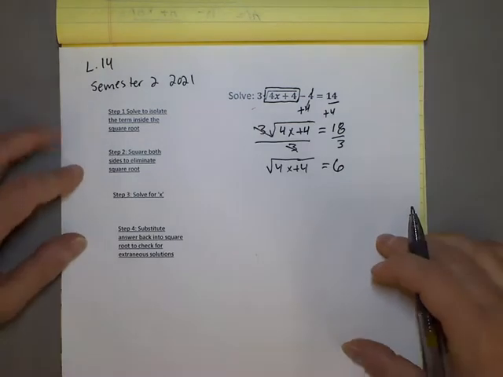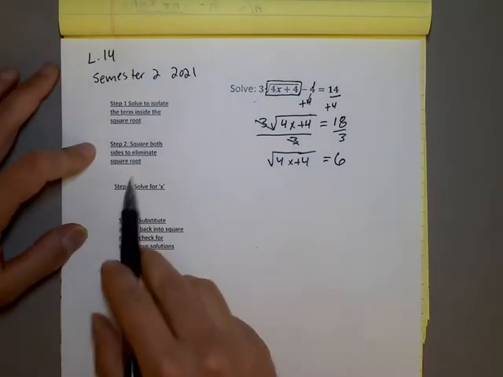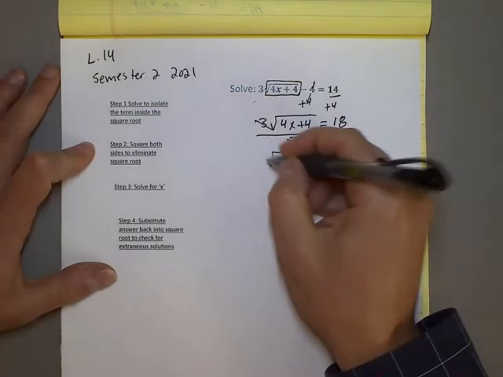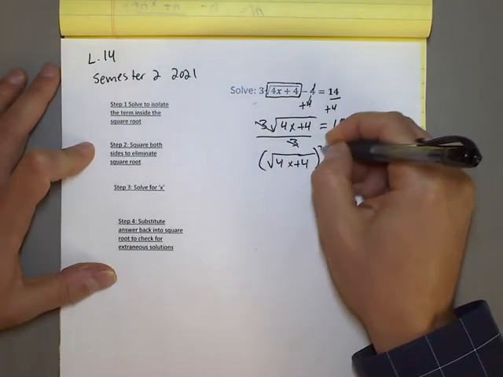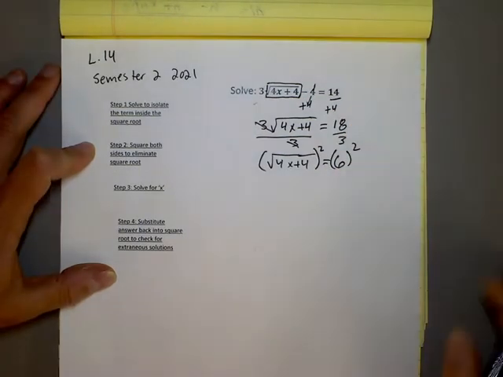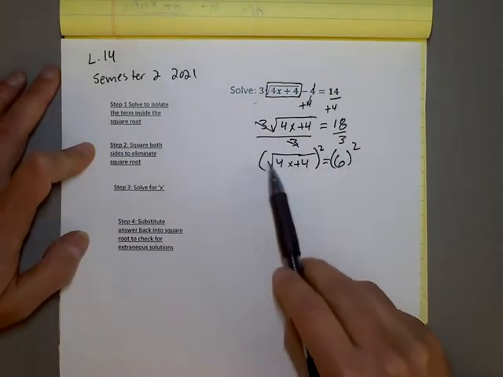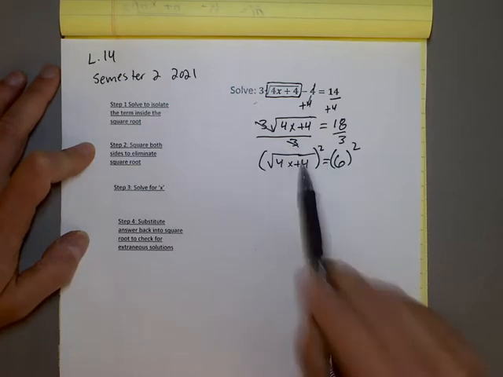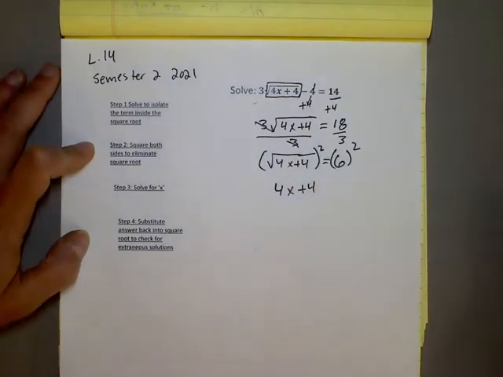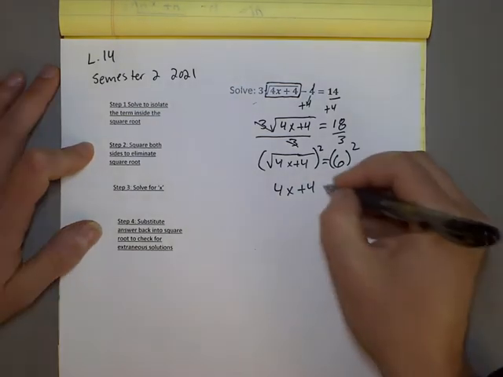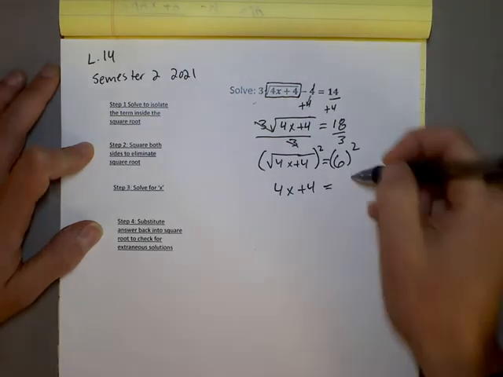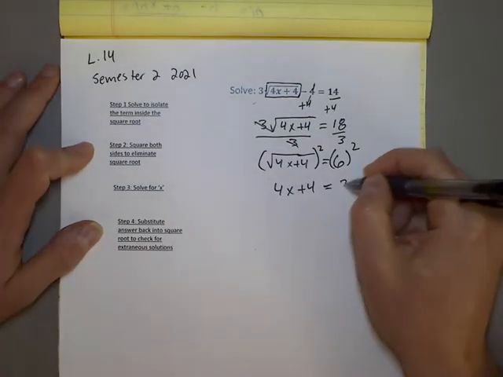And so after that, the next step is to square both sides in order to get rid of the square root. So we can take this, square that side, square the right side, and then of course when you square a square root, they cancel out and you just have 4x plus 4 left. And then we've got to square the 6 on the other side. Since it's not square rooted, it's saying 6 times 6, that's 36.